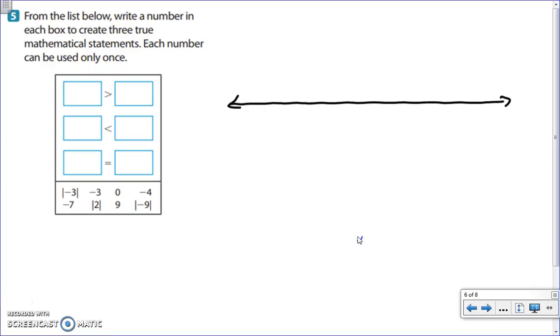So it looks like the greatest distance from 0 is 9. So I'm going to put 0 here. 1, 2, 3, 4, 5, 6, 7, 8, 9. There's -9. There's +9. Each of those dashes represents 1 unit.